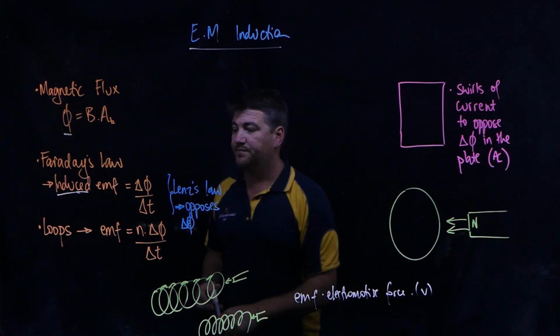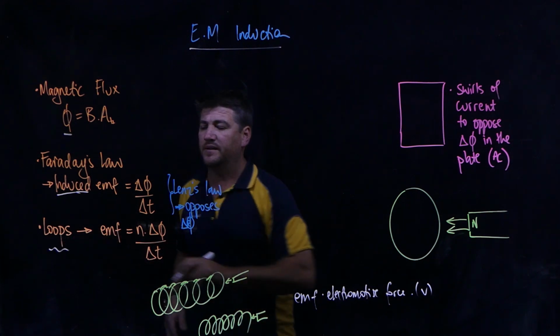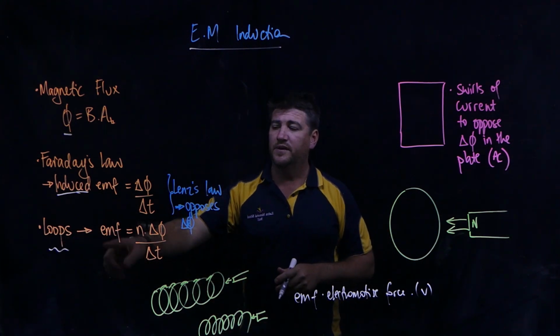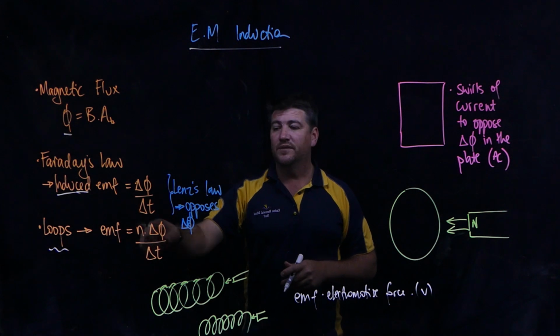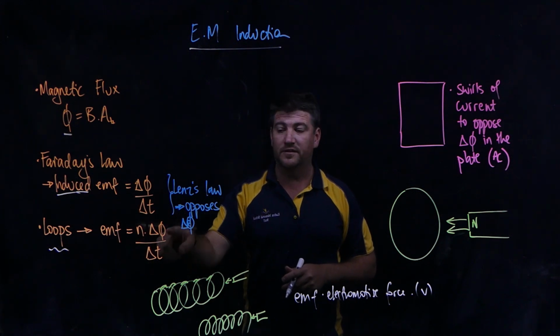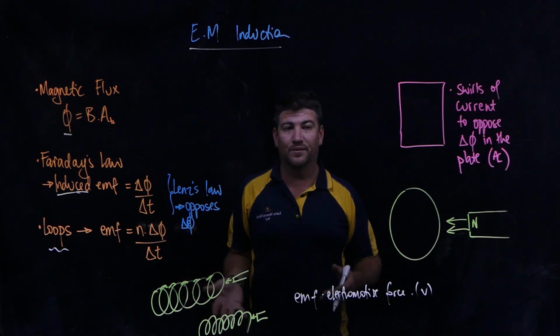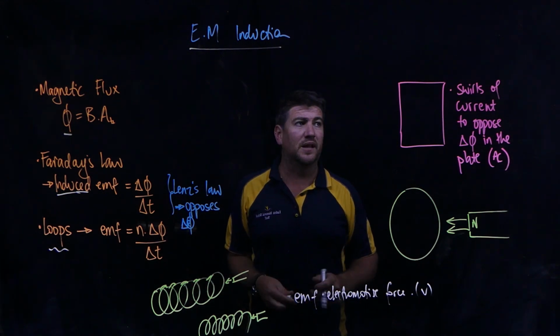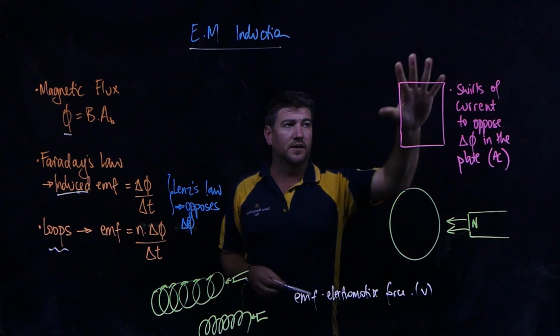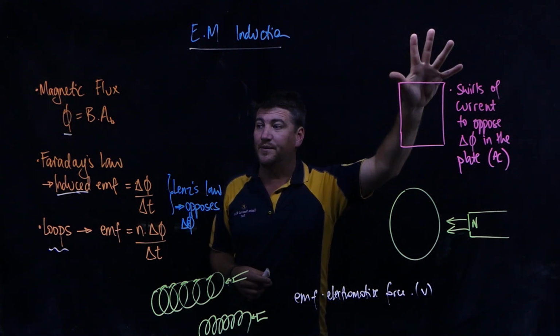So we can end up looking at the EMF in a whole bunch of loops as delta phi over delta t, so the change in flux over time multiplied by the number of loops that it's actually gone through. The last part that I want to talk about is to do with Lenz's law.